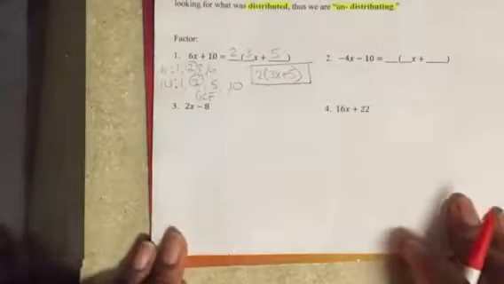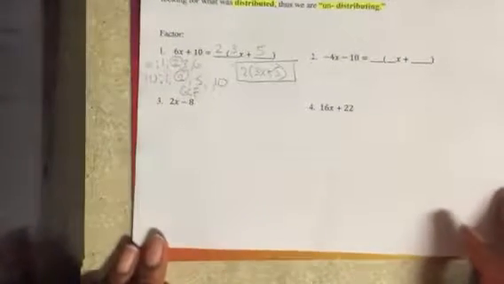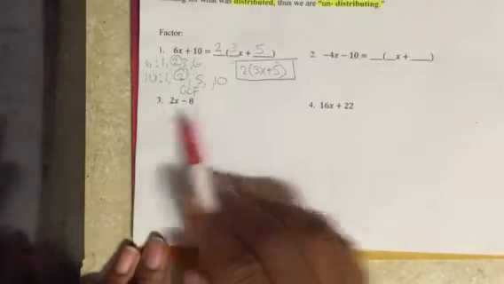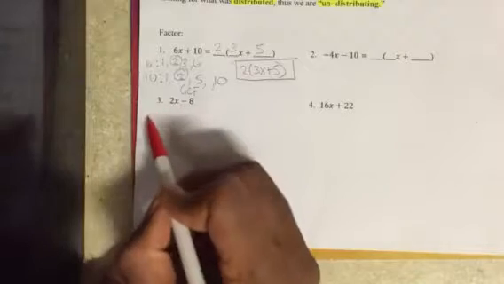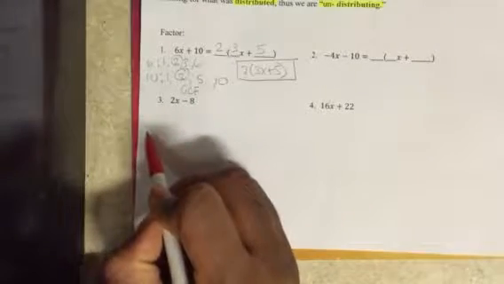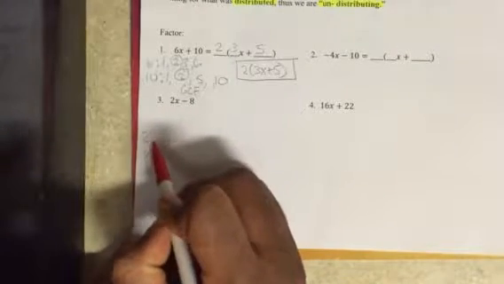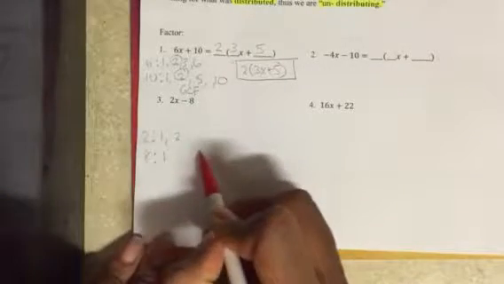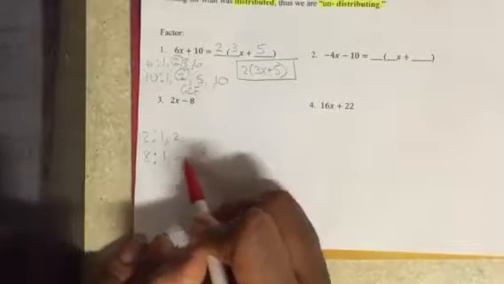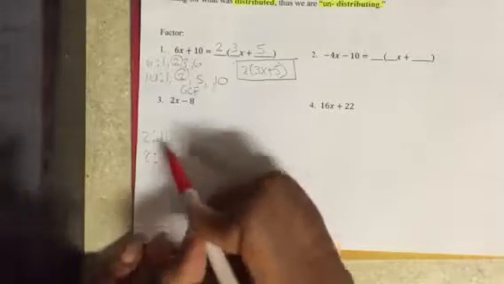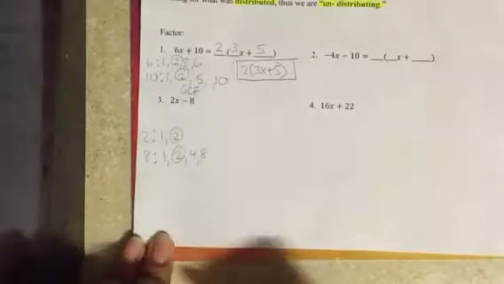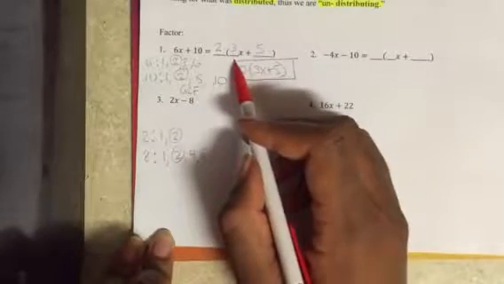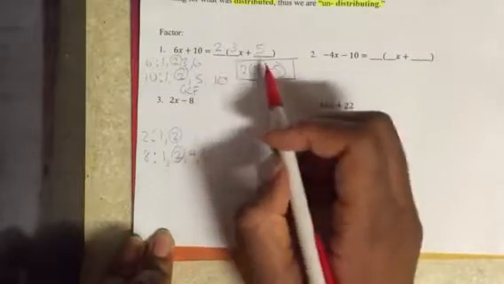Now with subtraction. These are the same ones on your packet from yesterday. I'm going to do number 3 first, and then I'm going to go to number 2. I'm going to do the same thing. What are the factors of 2 and 8? I know 1 times 2 is 2, those are all the factors. 1 times 8 is 8. 2 times 4 is 8. The GCF is 2.